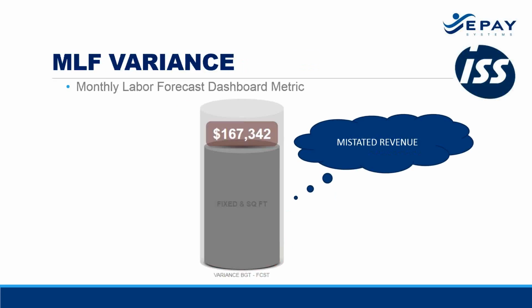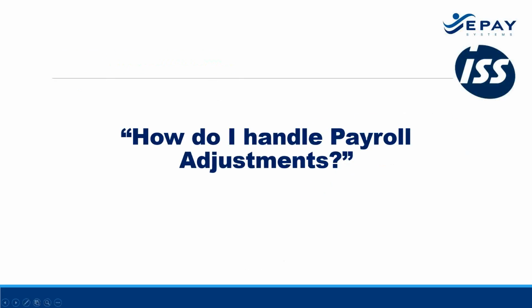It also affects your monthly labor forecast metric because it misstates the revenue. For example, here, for this particular company, showing that I'm making a profit of $167,342 for my fixed and square footage jobs this month. However, if I run this report and don't include time that I missed, then obviously this revenue is going to be misstated. So the big question becomes, how do I handle my payroll adjustments?